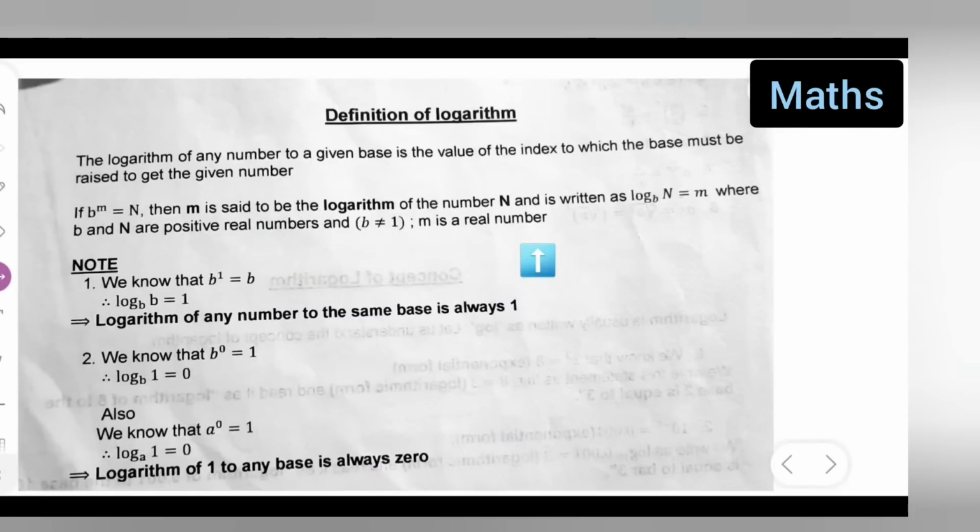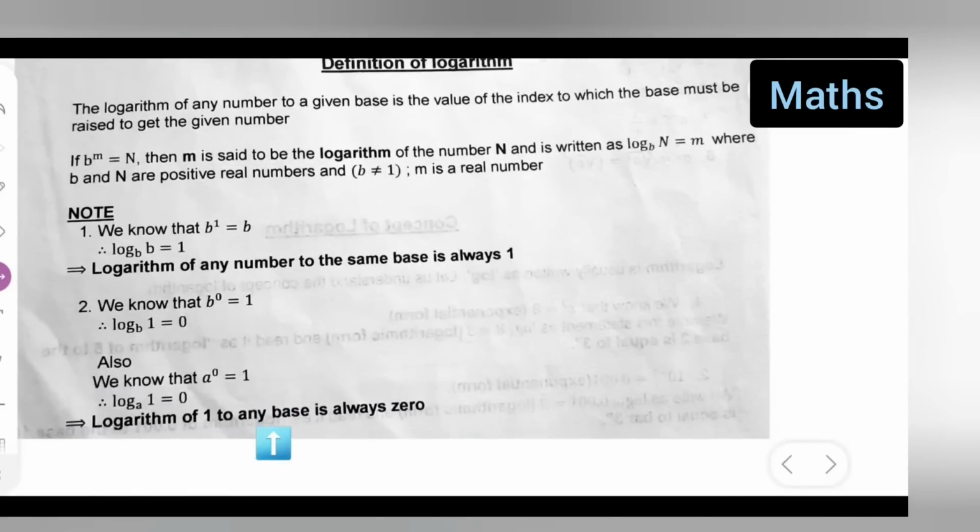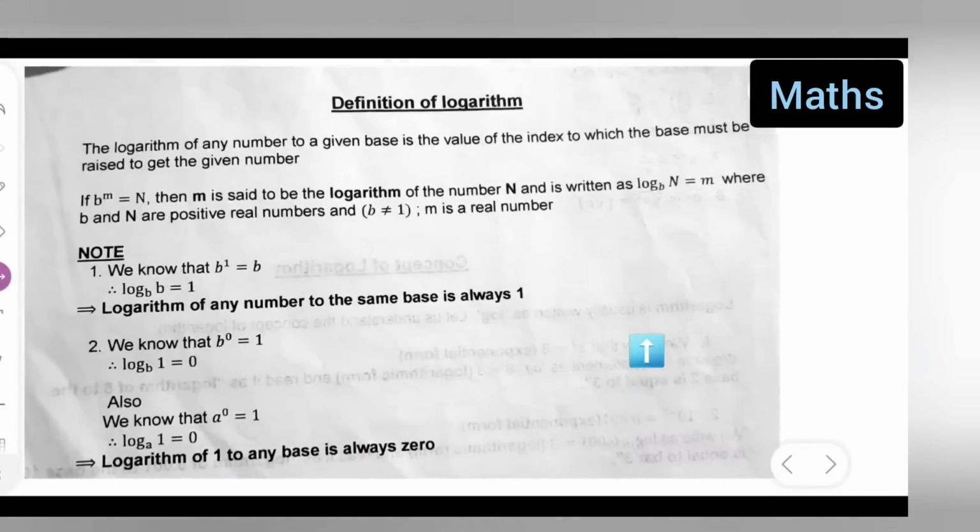Then you all have to take this note. We know that b raised to power of 1 is equal to b. Log of b to the base b is equal to 1. So remember that logarithm of any number to the same base is always 1. Second point is, we know that b raised to power of 0 is equal to 1. So log of 1 to the base b is equal to 0. Also a raised to power of 0 is equal to 1 is given, right? So log of 1 to the base a is equal to 0. So always remember, logarithm of 1 to any base is always 0. This concept you can take down.